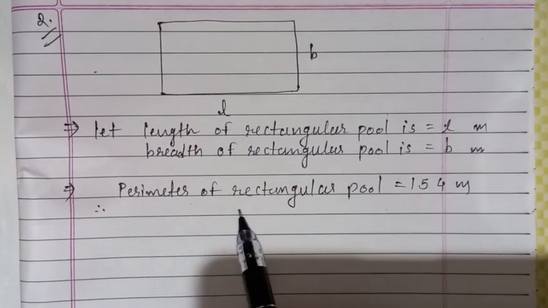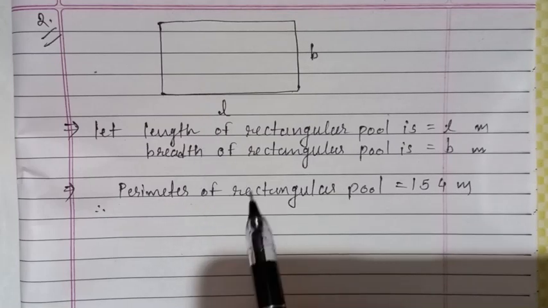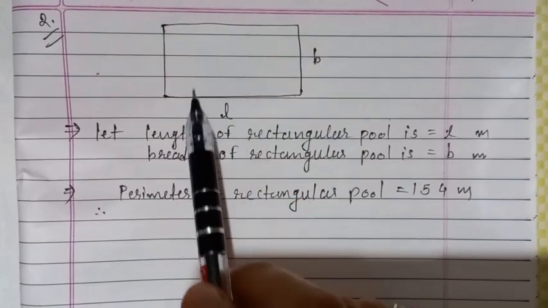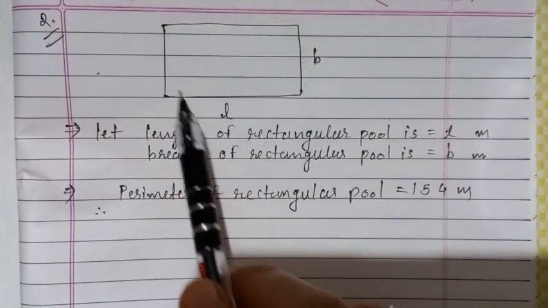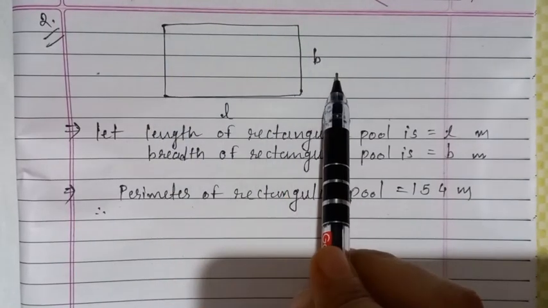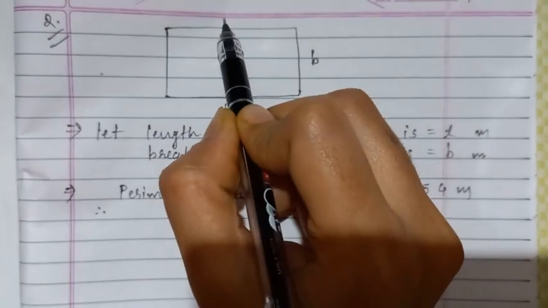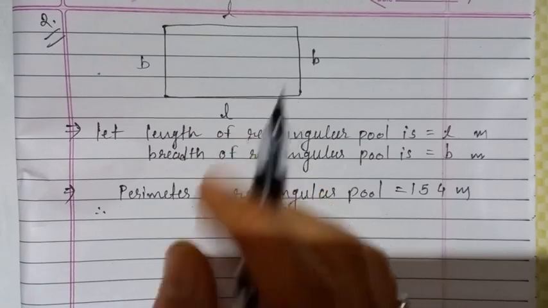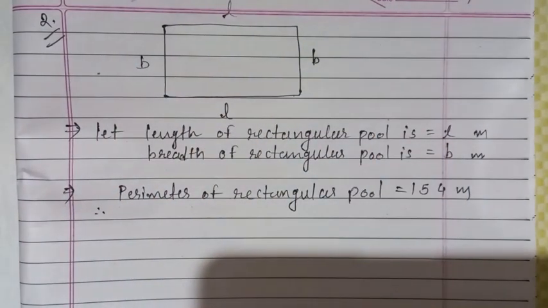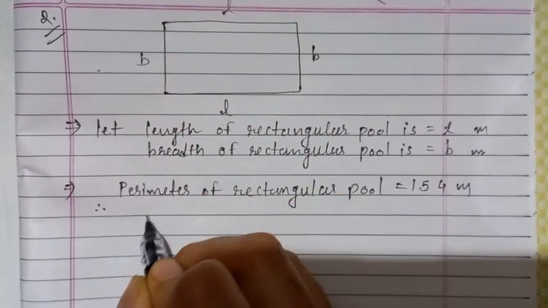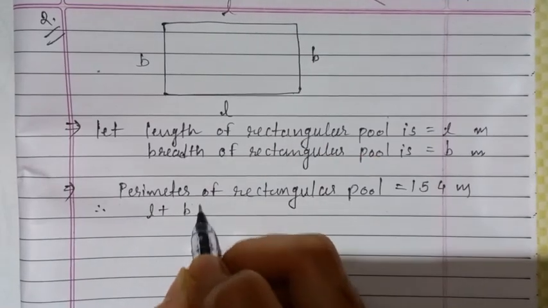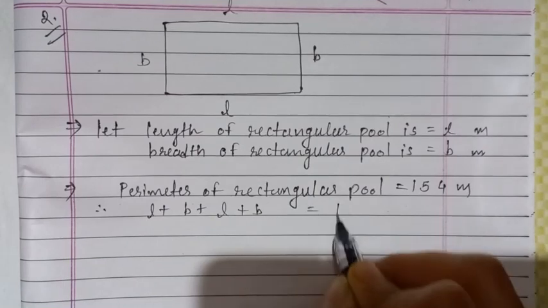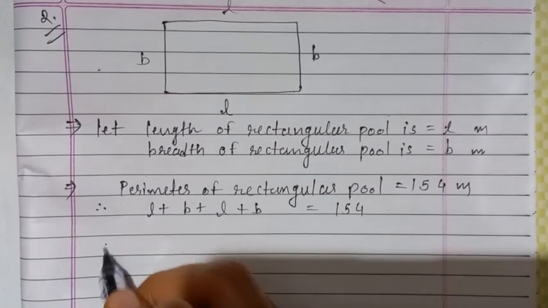So what is the formula of perimeter of a rectangle? Perimeter is simply the summation of all the lengths. This is L, length, B, now again it is L, now again it is B. So the summation of the lengths of all the sides: L plus B plus L plus B is equal to 154.